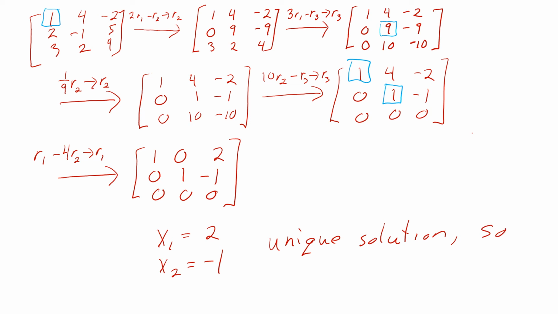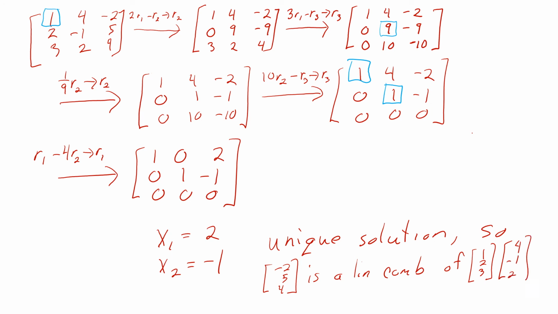So this means that the vector I started with, -2, 5, 4, is a linear combination of my two vectors, 1, 2, 3, and 4, -1, 2. I can combine those two vectors to get the W vector, the -2, 5, 4. So it is a linear combination.